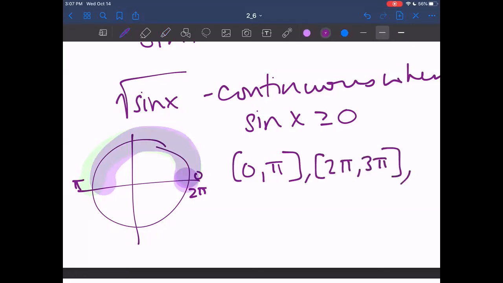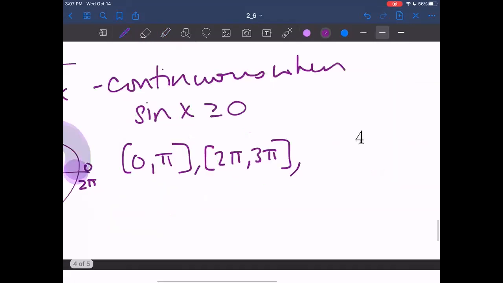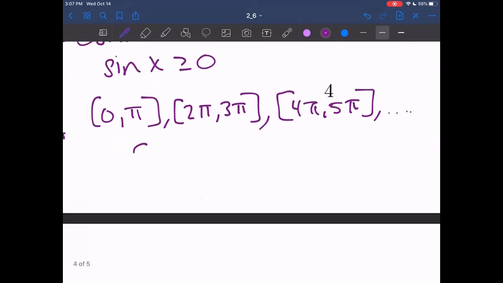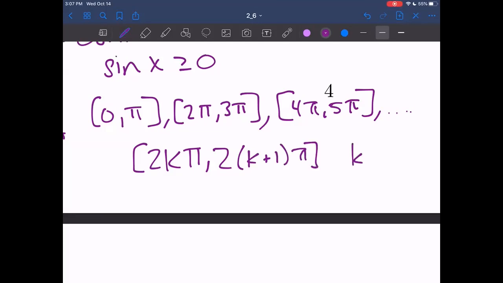Okay, and again, so then 4 pi to 5 pi. So it's always just that top half of the interval, and it keeps going. So we write that as from 2k pi to (2k plus 1) pi, where k is 0, 1, 2, all the way up to positive infinity.